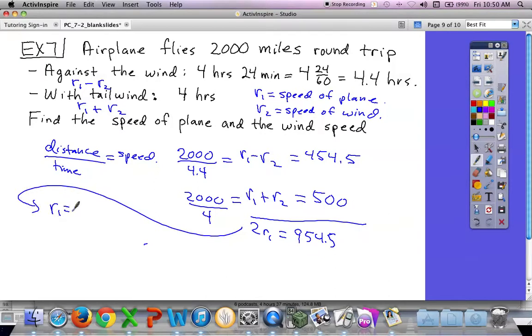R1 equals, anybody? 477.2... 0.25, okay. Yeah, that's what we got last class. 477.25. Okay, well, if the two speeds add up to 500, then the second speed is 500 minus 477.25, which is 22.75.